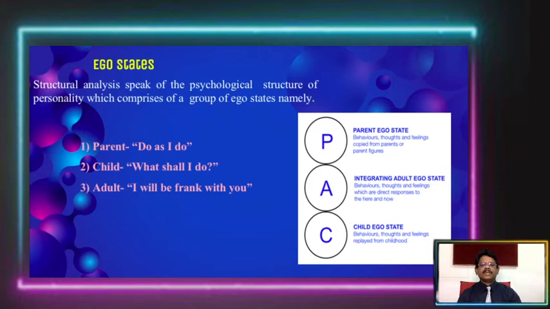The parental ego state is something like: do as I say, as I tell, as I instruct, as I do. That is the kind of communication that reflects the parental ego state. Then the child ego state is: what shall I do? Where should I go? This kind of communication reflects the child ego state. The adult ego state is: I will be frank with you. Right? Is it all right? This type of transaction comes from the adult ego state. So that means there are three types of ego states in our communications.